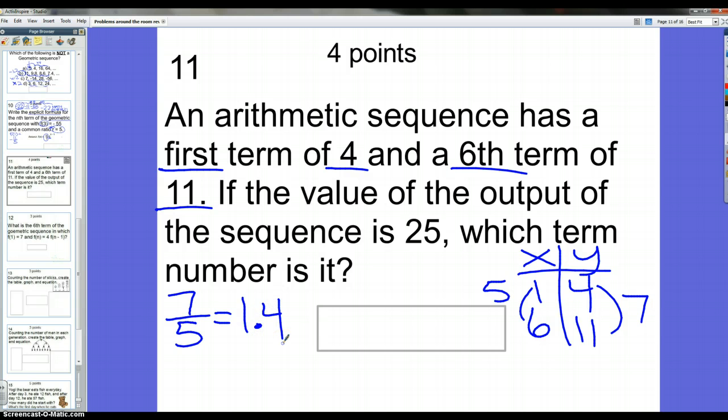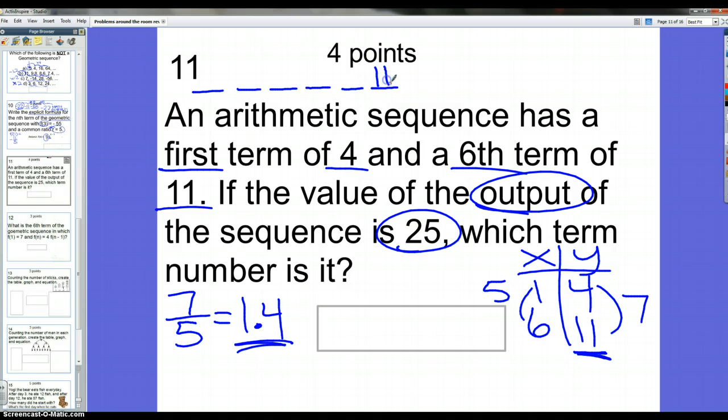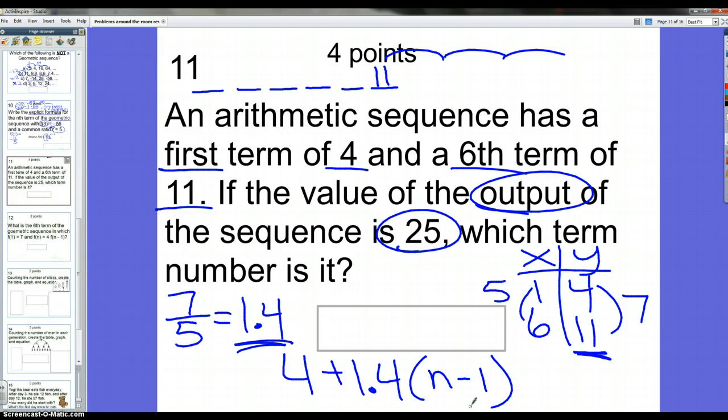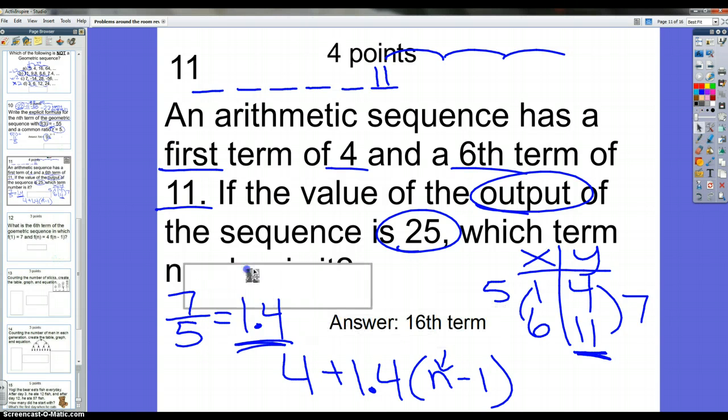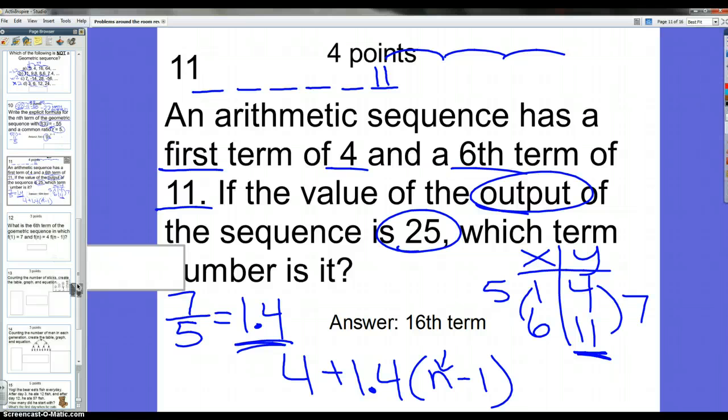Then I want the output to be 25. I could take 11 and just keep adding 1.4. So I know 1, 2, 3, 4, 5, 6 is 11, and I could just keep adding 1.4 until I get 25. Another way to do this is, since the first term is 4 and I know my slope is 1.4, and then n minus 1, since it was adding, I can just plug in numbers for n to figure out what works for the 25. So on this one, it turns out to be 16, no matter which way you do it.